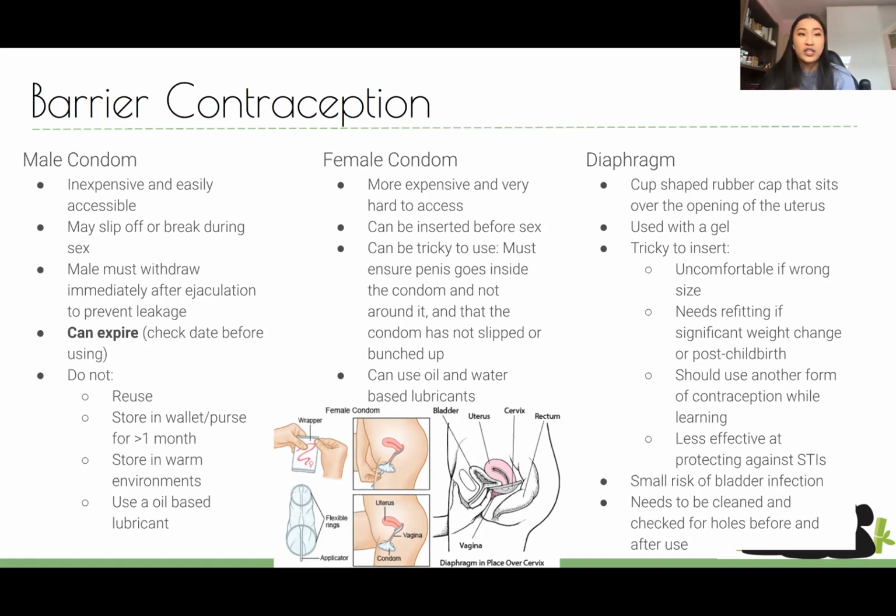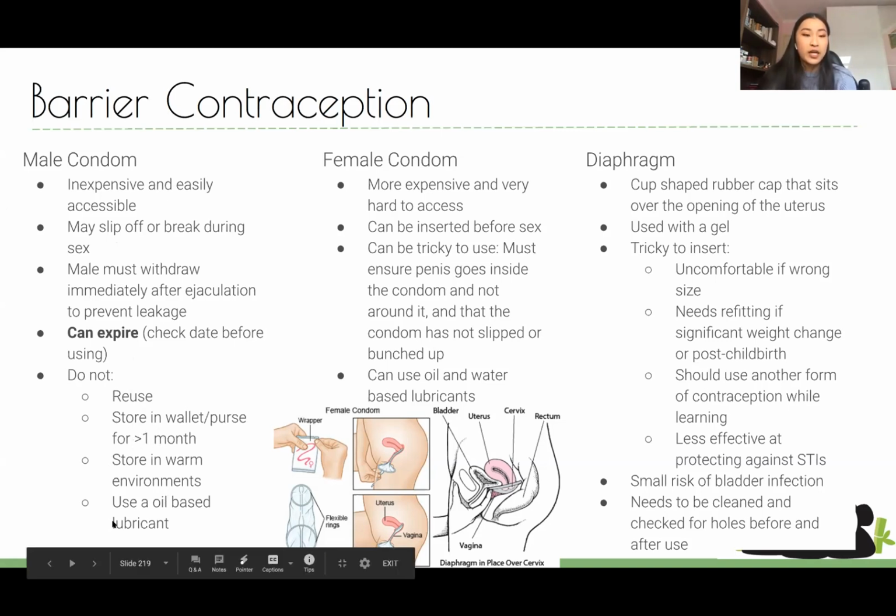And you actually have to check the expiry date before you use it, because if it's out of date, it's much more prone to breaking. And if it does break, they have to use emergency contraception. So you have to educate the patient to not reuse condoms, obviously, not to store them in a wallet or purse for too long, not to store them in warm environments, and also not to use an oil-based lubricant, because that can actually break down the material of the condom as well.